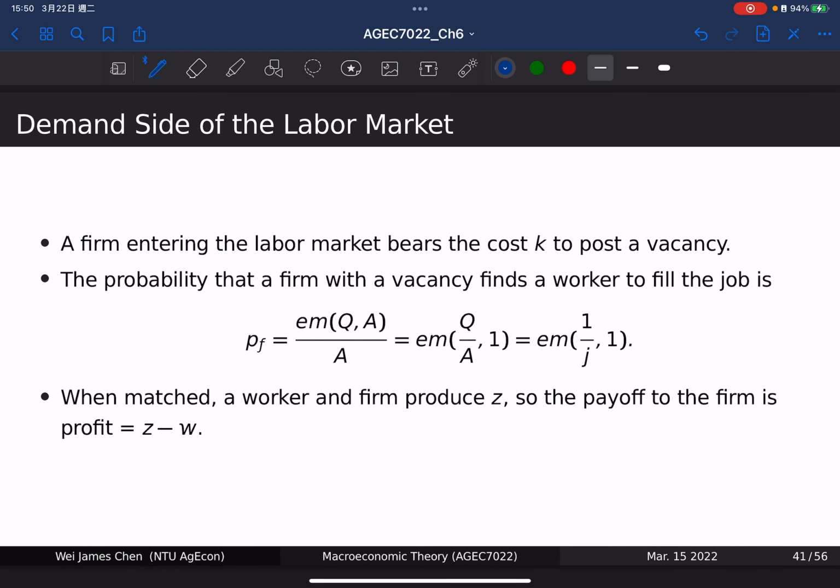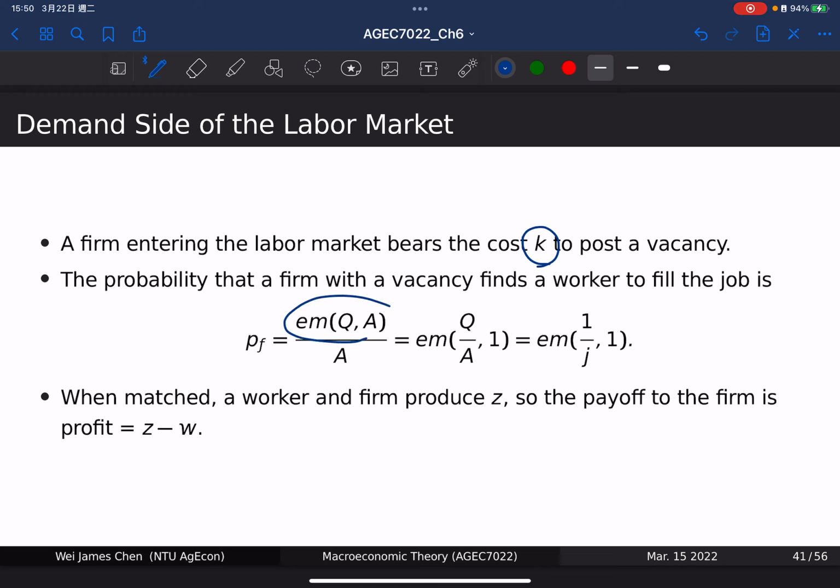The demand side of the labor market is very similar. A firm entering the labor market bears the cost K as opposed to a vacancy. And the probability that a firm with a vacancy actually finds a worker to fill the job, we define as PF. Now it's the opposite, right?